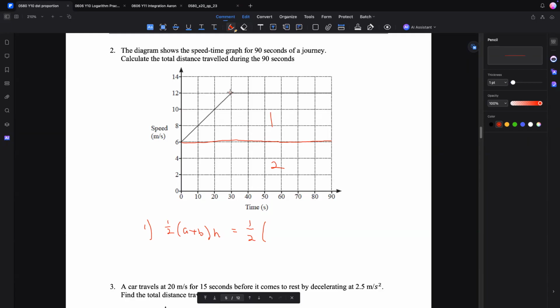You can also do triangle plus rectangle, in that case you're going to have to do 1, 2, 3 parts. You can do that also, but in this case, you're only doing two parts. So let's try with the two parts first. So what is our A and B? Our shorter distance and our longer distance. So it's going to be 30, 60, and 90. And then what is our height? Are you sure? It's 12 minus 6, which is 6.